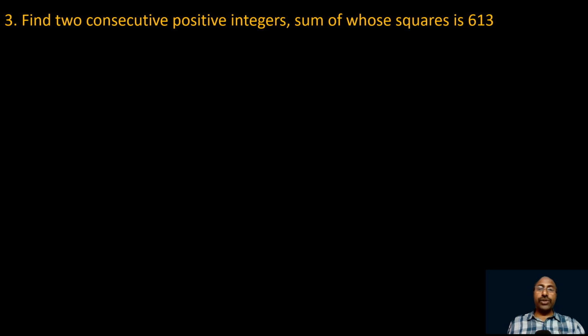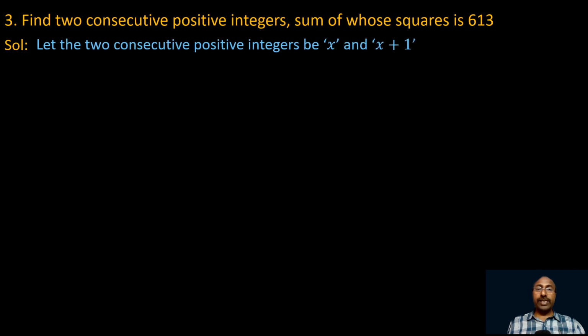Find two consecutive positive integers, the sum of whose squares is 613. Okay, students. Here we have to find two consecutive positive integers whose sum of squares is 613. So let's take the consecutive positive integers to be x and x plus 1. Now it is given that the sum of the squares of these two positive integers is equal to 613. That is, x square plus x plus 1 whole square is equal to 613.